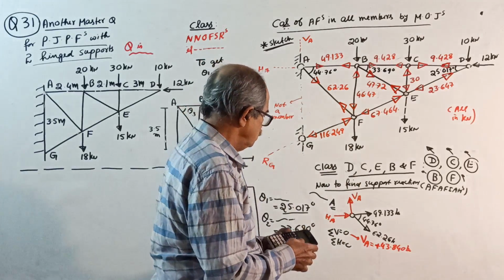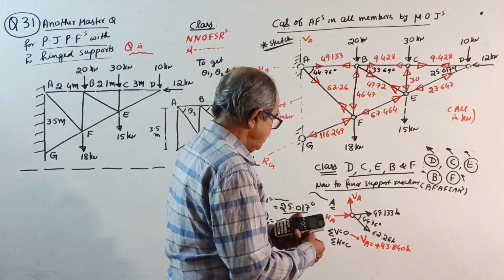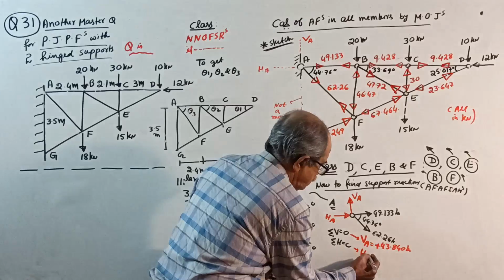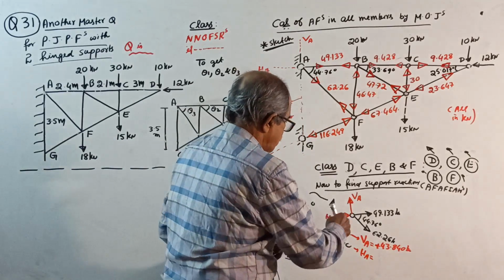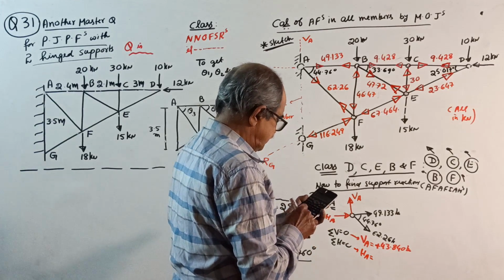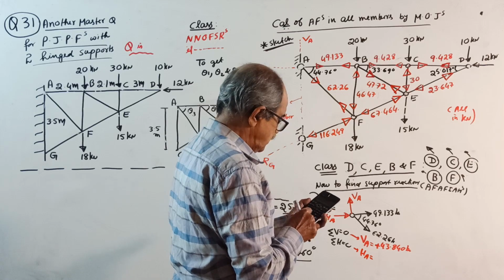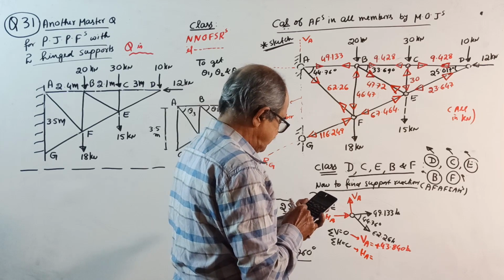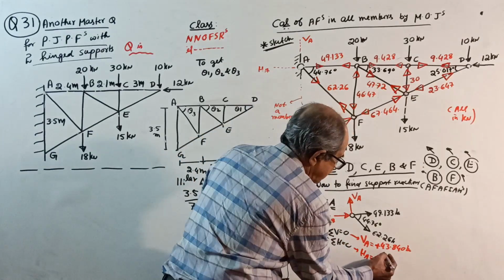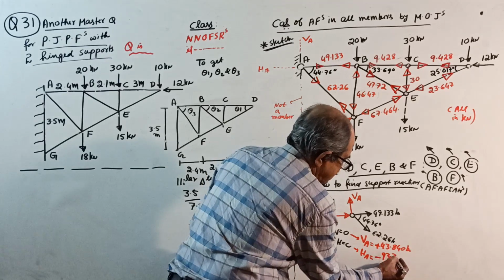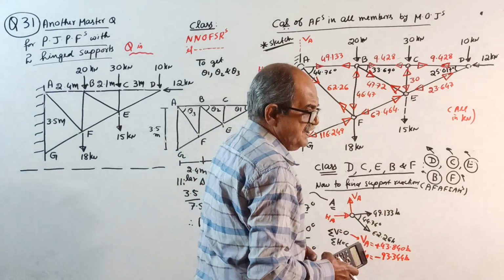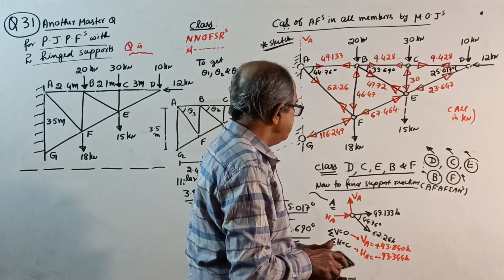Negative will come. So sigma Fx equals 0 will give you HA equal to plus HA plus 49.133 plus 62.264 into cos 44.76 equal to 93.344, so HA is minus 93.344 kilonewton.